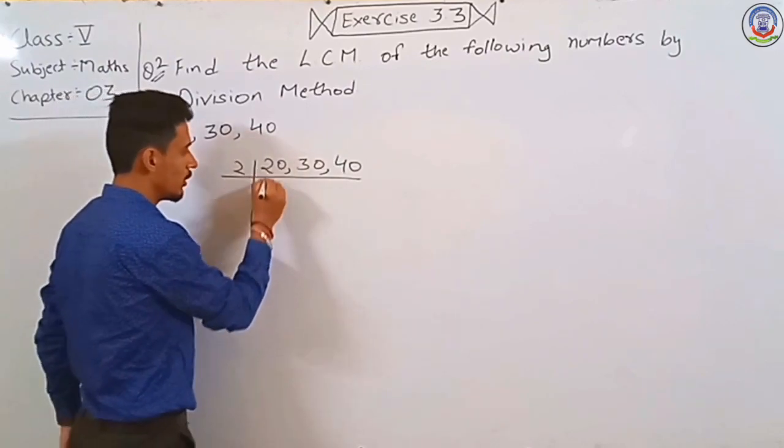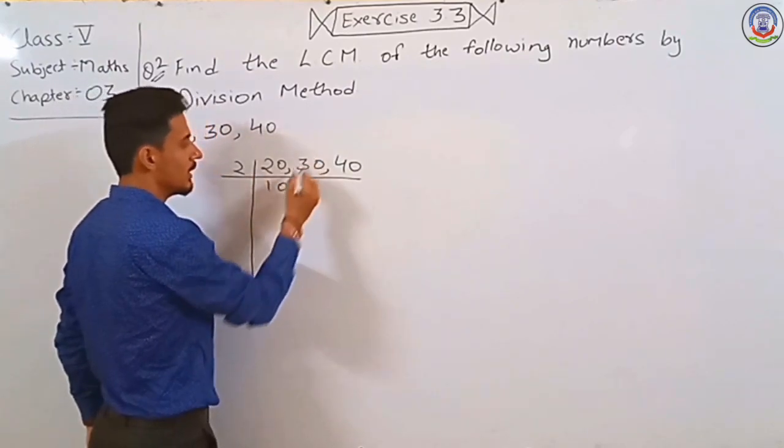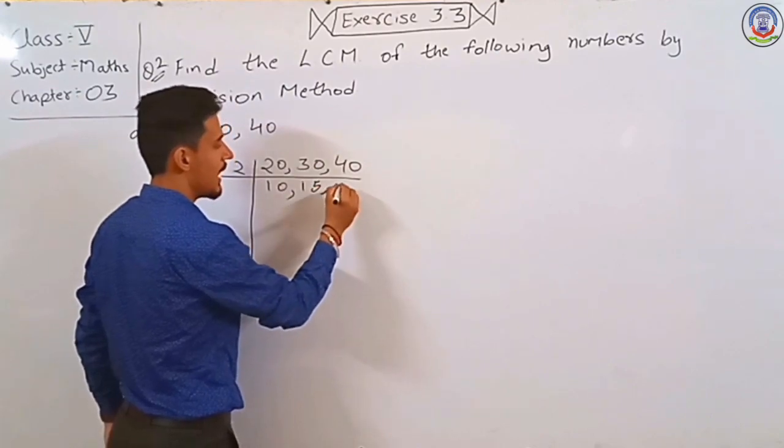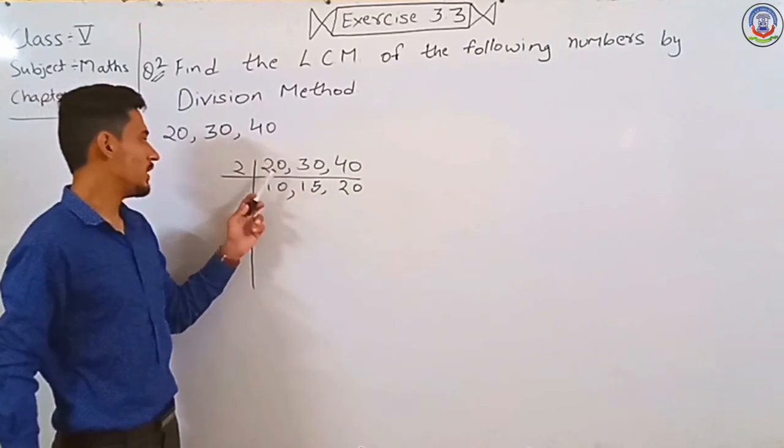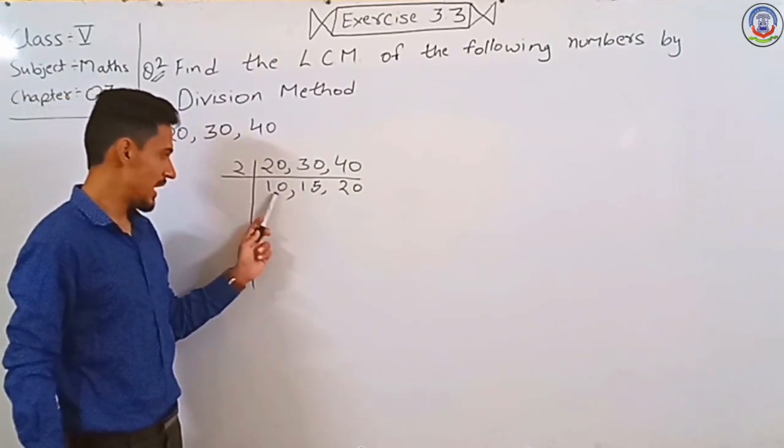So we write here 2: 10 times, then 15 times, then 20 times. So what do we do? We divide 20 by 2, it comes 10 times.